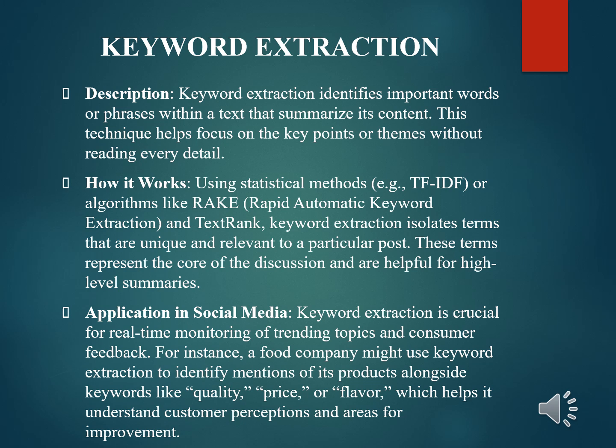There are various techniques for keyword extraction. First is TF-IDF, term frequency inverse document frequency, which measures the importance of words by comparing their frequency in a document versus the entire dataset. Next is RAKE, rapid automatic keyword extraction, which identifies key phrases based on word co-occurrence patterns. Next is the TextRank algorithm, which works similarly to Google's PageRank, ranking words based on their relationships in the text. Next is BERT-based models, using deep learning for context-aware keyword extraction.